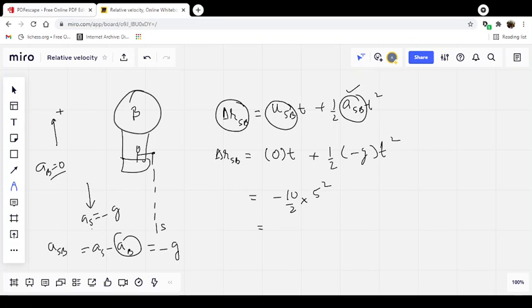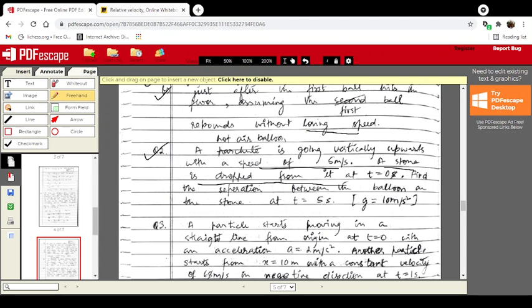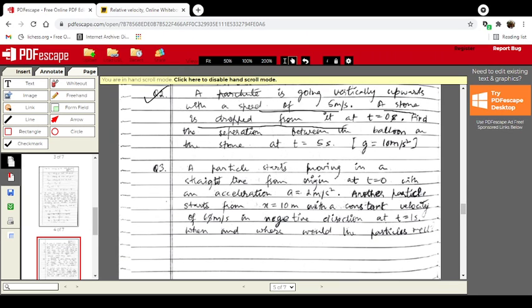So this gives us the complete distance traveled by the stone as seen by the balloon as minus 125 meters, which matches our observation. The stone should go in the downward direction, so the sign is right, and it travels a distance of 125 meters with respect to the balloon. So this is one of those cases in which the idea of relative velocity simplifies our question very well. You are encouraged to solve this question in the ground frame and frame two separate equations.